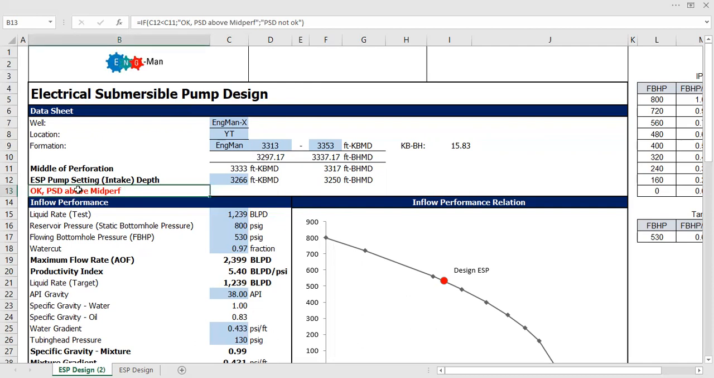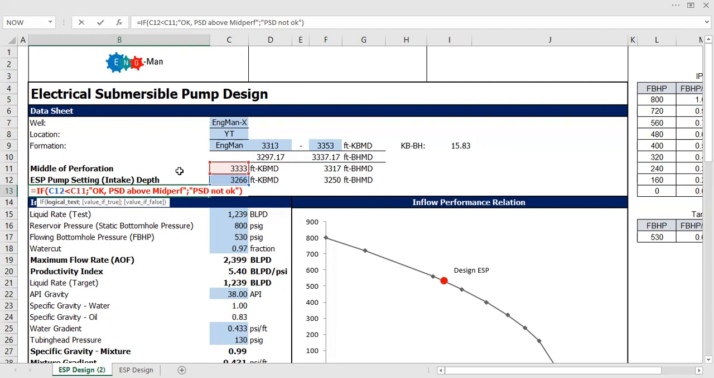Okay, I have this formula. If the ESP is below the middle of perforation, I will have a note there. If not, PSD above mid perf, which is not good. Okay. Pump setting depth above mid perf. Usually you want to set your pump setting depth above the mid perf, right?